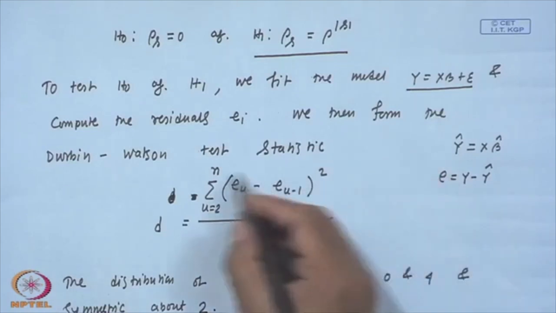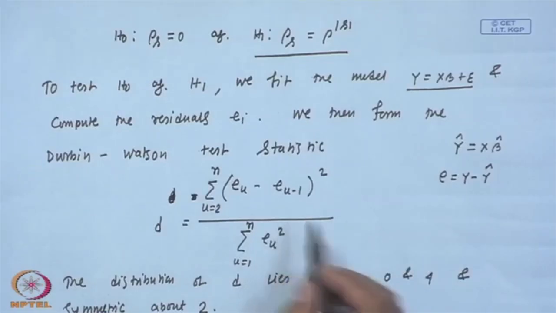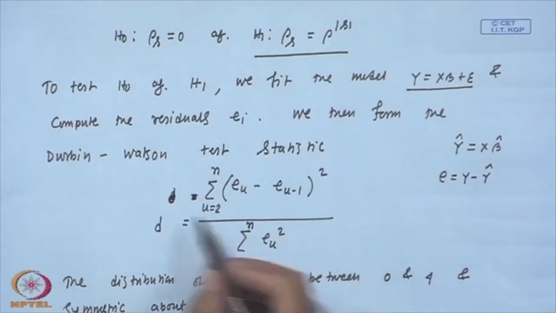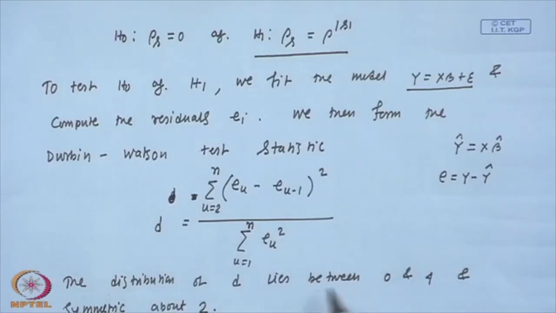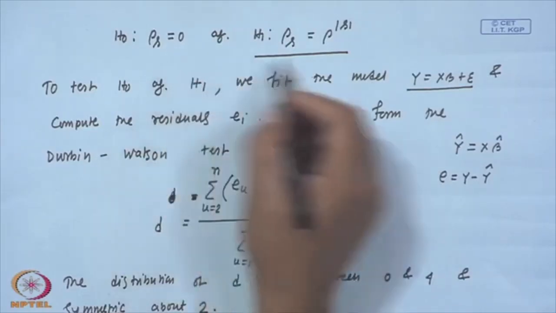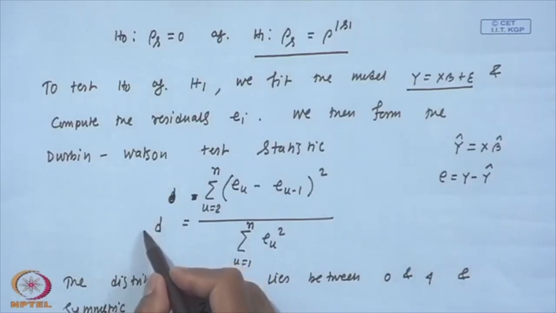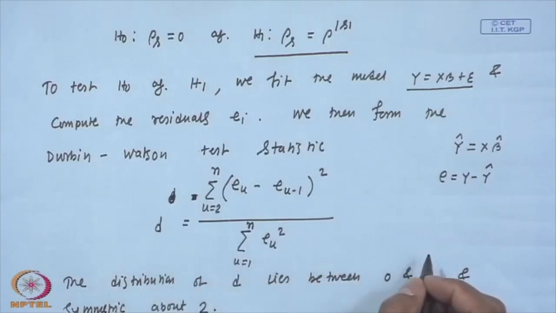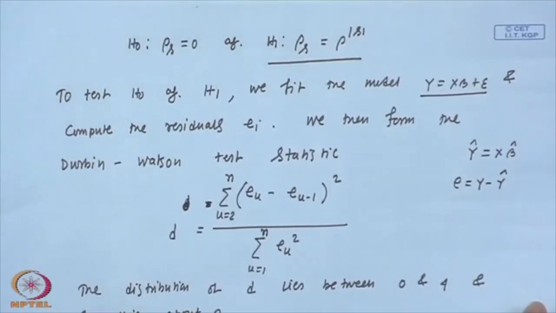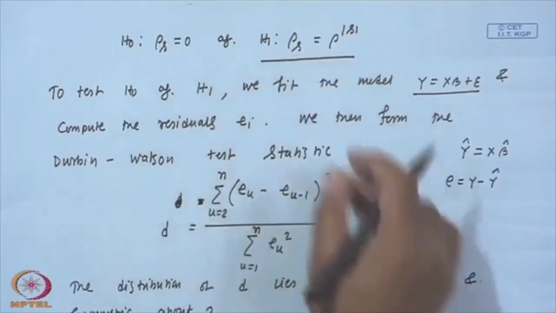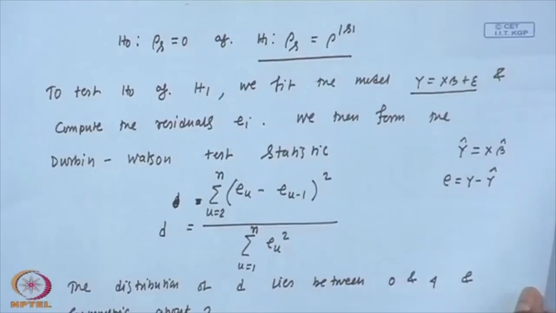Okay, and then you form this test statistic. It is known that the distribution of D lies between 0 and 4, and it is symmetric about 2. Now, we are trying to test this hypothesis, and the test statistic to test this hypothesis is this one suggested by Durbin and Watson. Now, let me talk about the critical region, how to decide whether to accept or reject this null hypothesis based on this D value.